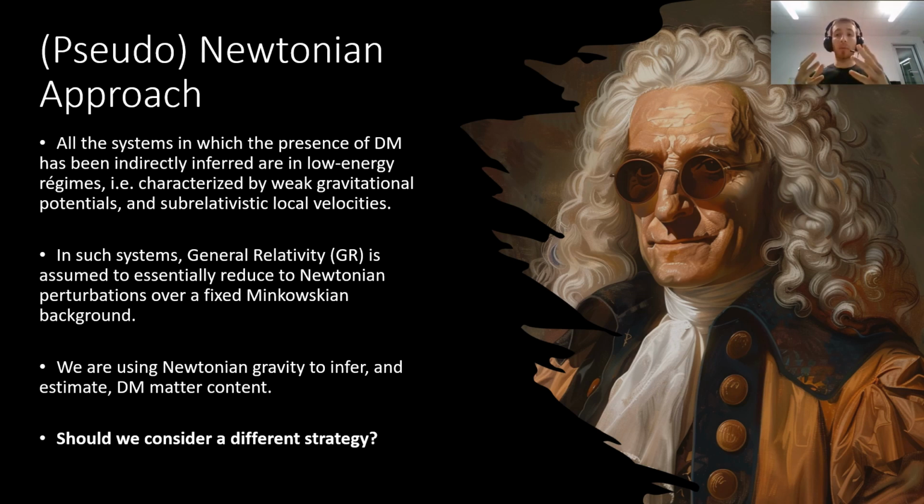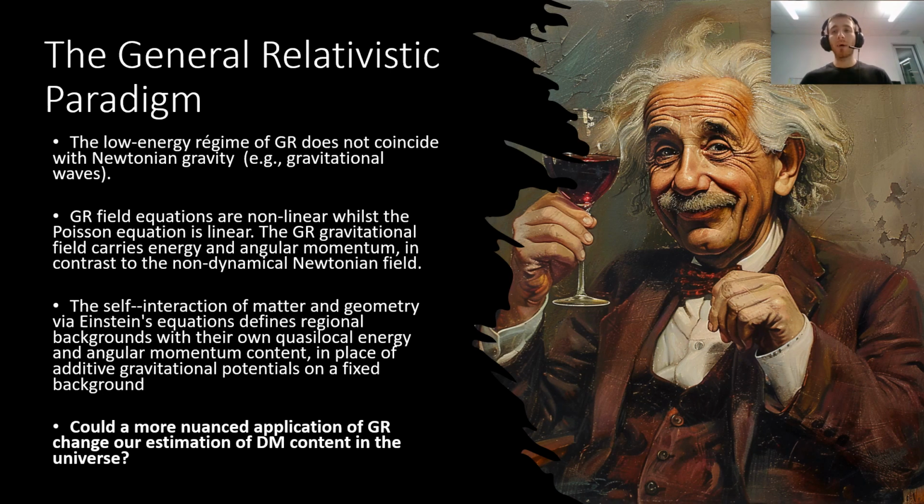Now, is this okay? Should we question this? Well, strictly speaking, the low energy regime limit of general relativity does not boil down to Newtonian gravity. We can just think of gravitational waves or geons, for example, or frame dragging. We have a lot of general relativistic low energy effects which have no Newtonian analog.